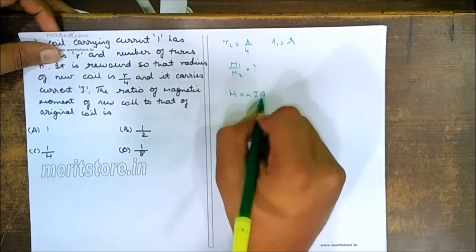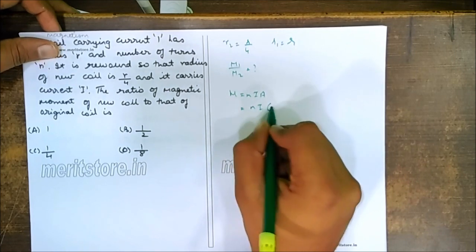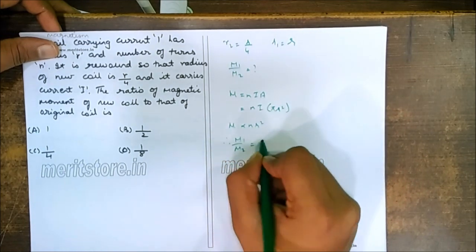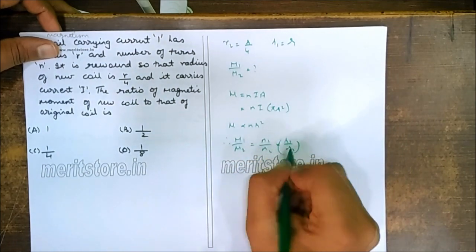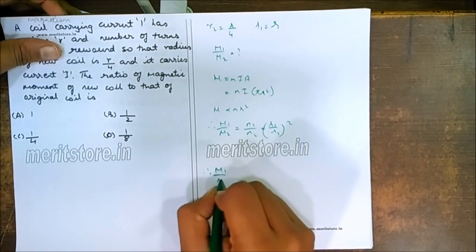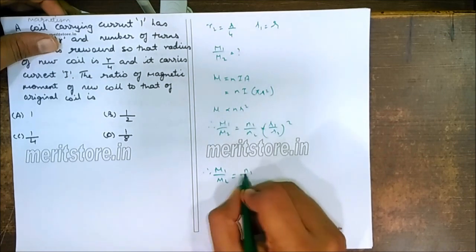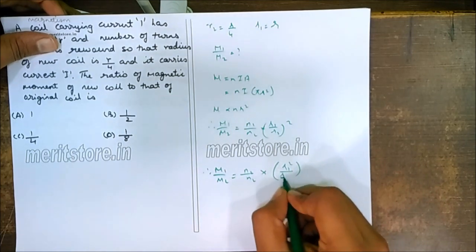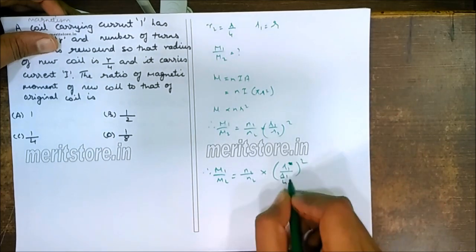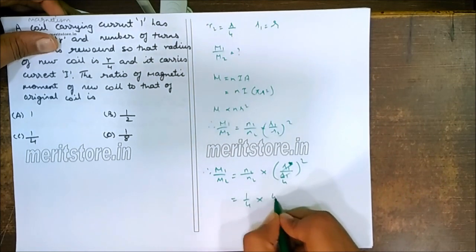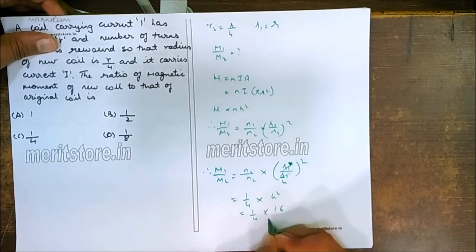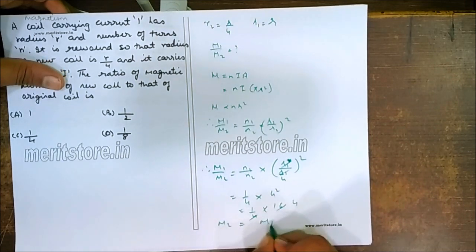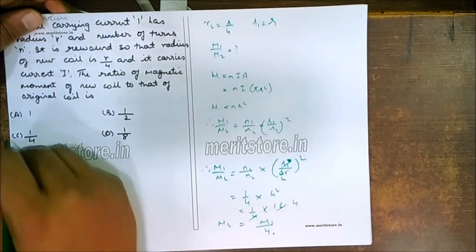First of all, M is equal to NIA, that is equal to NI into pi R square. Now M is directly proportional to N R square, therefore M1 upon M2 is equal to N1 by N2 into (R1 by R2) the whole square. So M1 by M2 is equal to N1 by N2 into R1 square upon (R1 by 4) the whole square. R1 R1 will cancel, this becomes 1 by 4 into 4 square, that is 1 by 4 into 16. So this becomes 4, so M2 is equal to M1 upon 4. So M2 upon M1 is 1 by 4, option C.